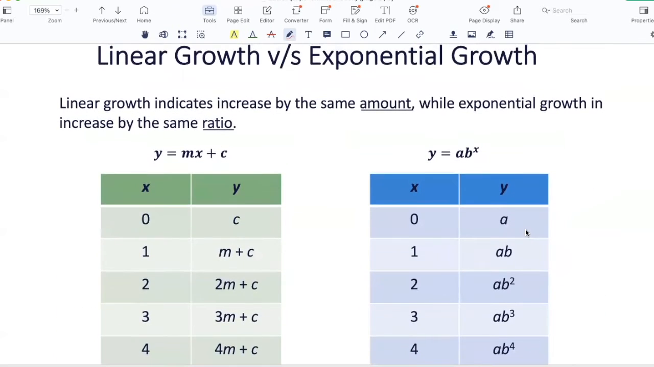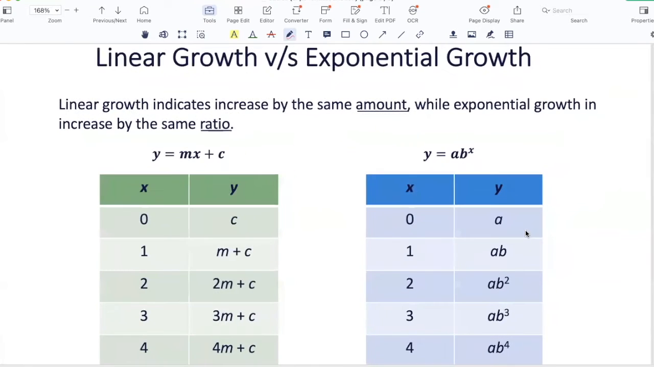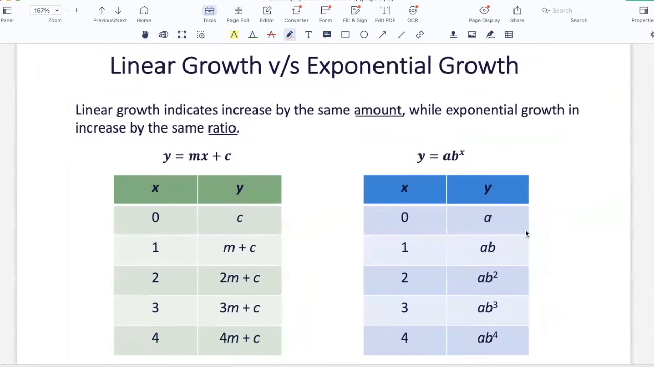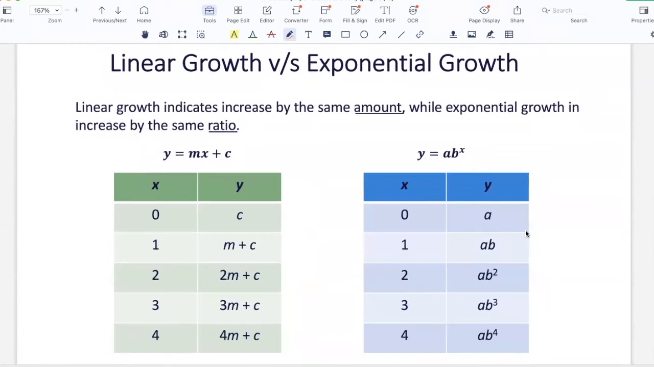Now, a lot of times you would be expected to understand the difference between linear growth and exponential growth. And there would be questions that expect you to identify this difference. So linear growth is growth where the y value increases by the same amount. And exponential growth is the one where the y value increases by a constant ratio.